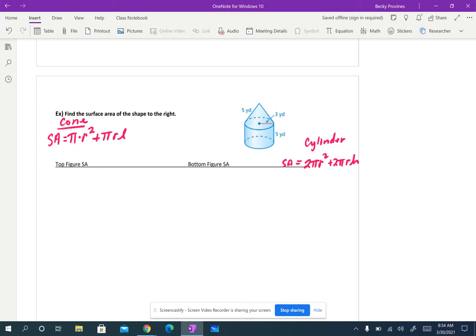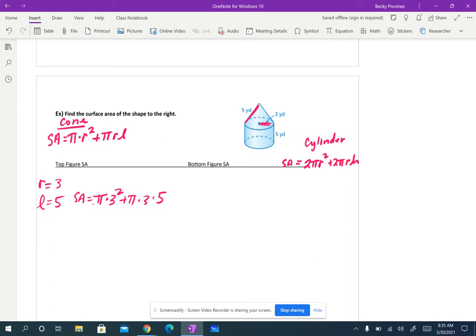Okay, so I already have the formula written out here. Now, let's just go through the variables and find them. The R stands for radius, and we know this radius here is 3, and L stands for slant height, and the slant height here is 5. Okay, so let's plug this into your formula. Now we're going to leave our answer in terms of pi, and if you don't know what that means, I'll show you here in 1 second.